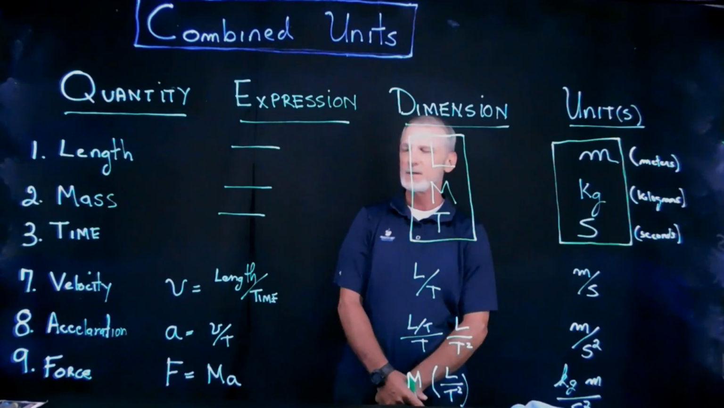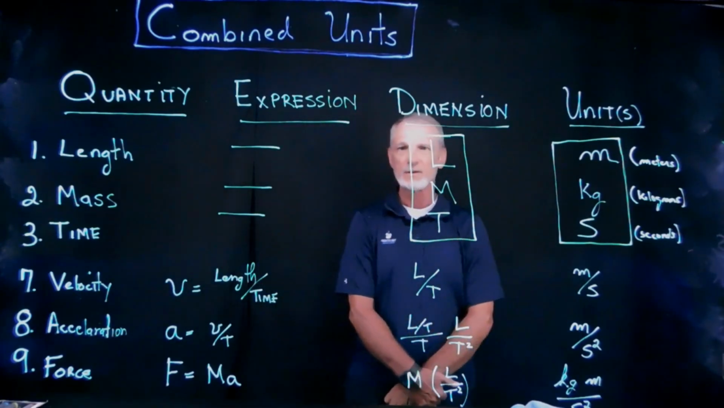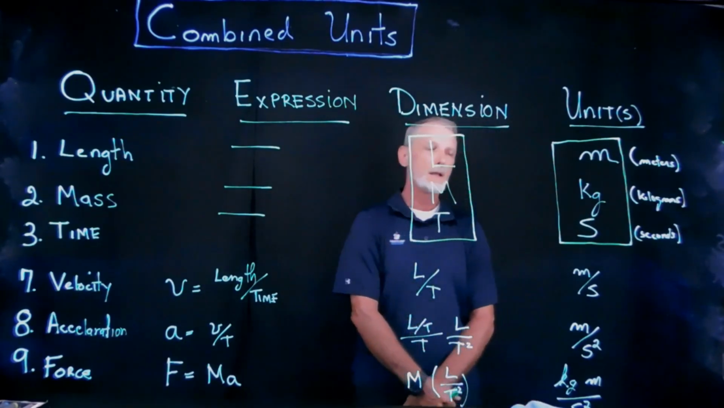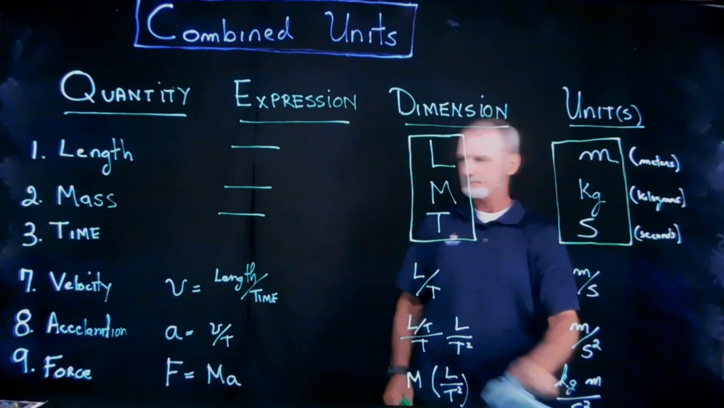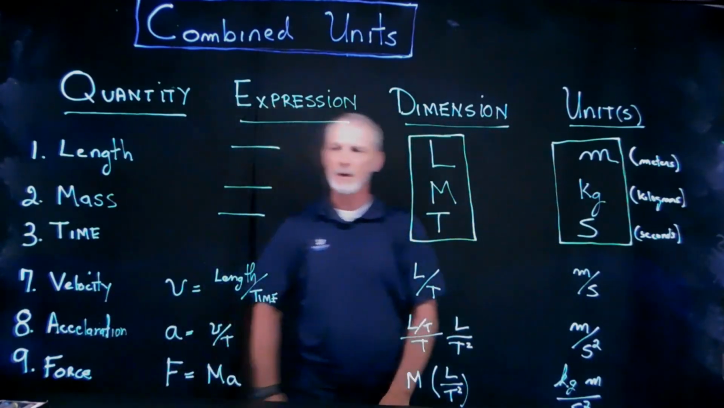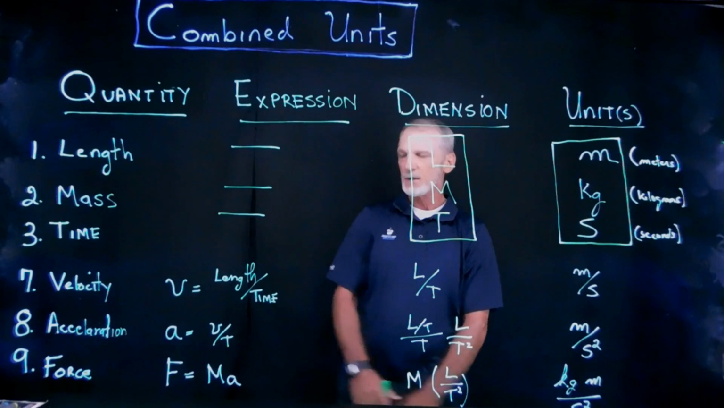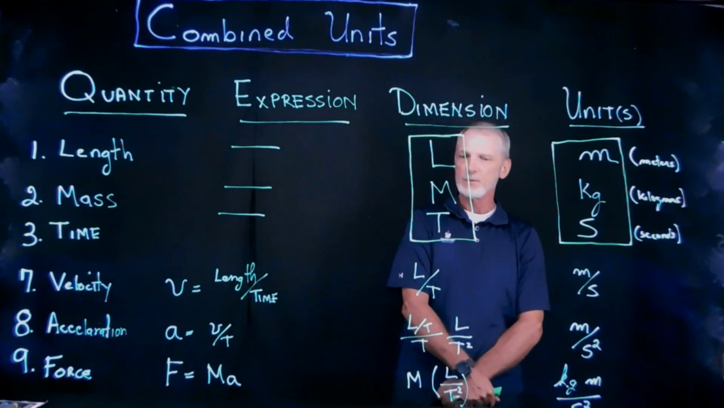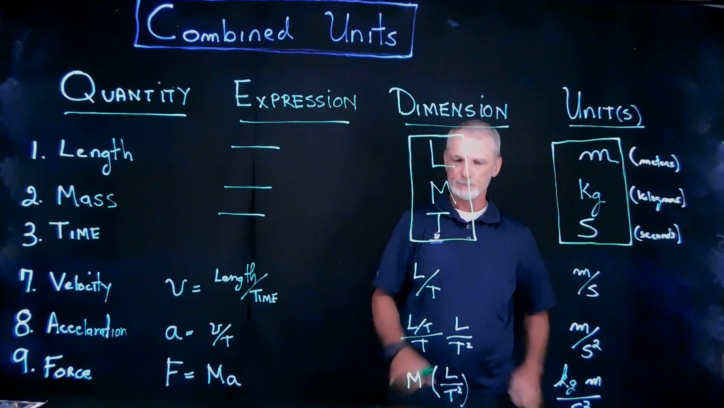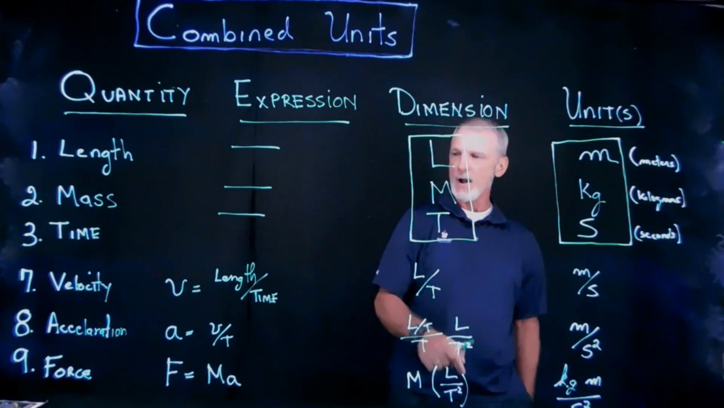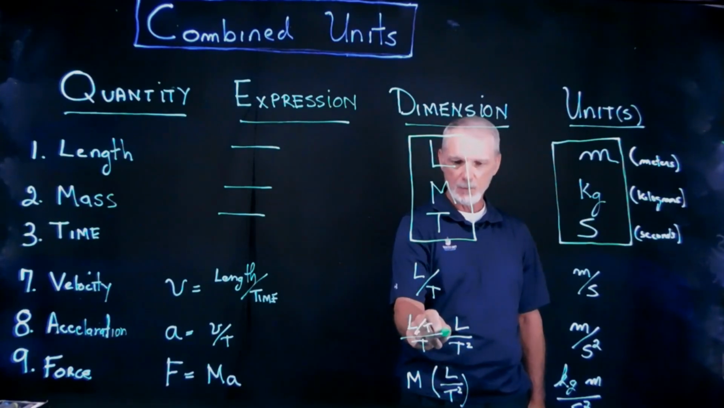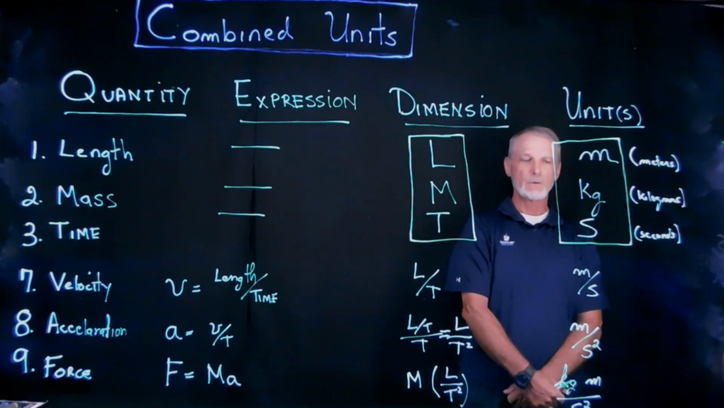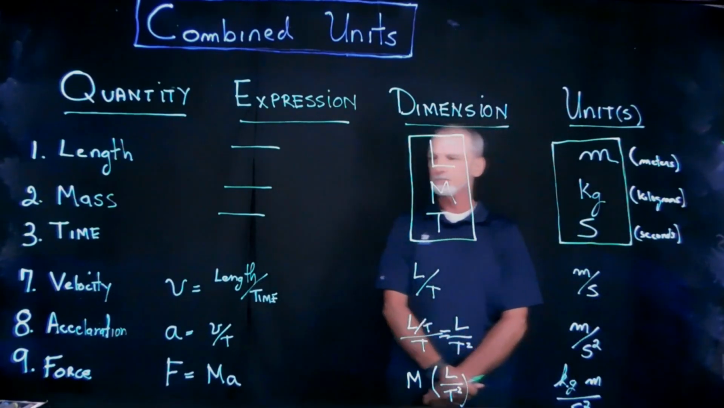Let's begin with velocity. Velocity is defined as the length divided by a time, so its dimensions are L over capital T, and therefore have units of meters per second. The second is acceleration. Acceleration is defined as the velocity divided by the time, and therefore would have units of length over time, which is velocity divided by time, which is equal to length over T squared, and therefore has units of meters per second squared.